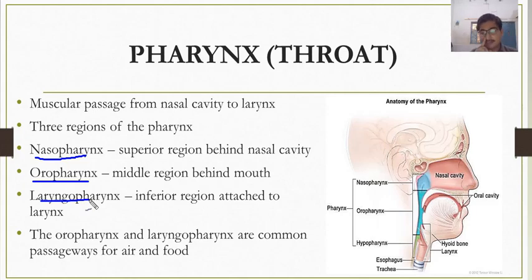The nasopharynx is the opening of the nasal cavity, the oropharynx is the opening of the buccal cavity, and the laryngopharynx is the last portion of the pharynx before the larynx. As you see in the figure, this is the nasal cavity and air goes to that bluish area, which is known as the pharynx. Here we have written the hyoid bone. The bone which supports our tongue is known as the hyoid bone, which is not related to this topic.